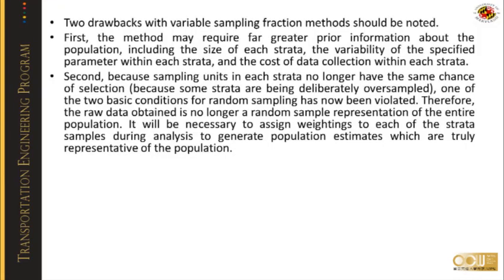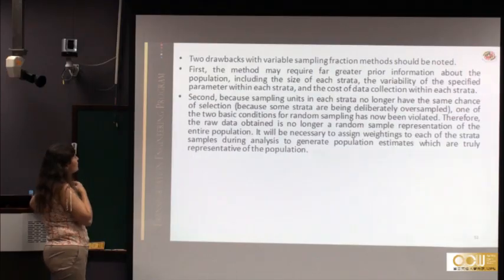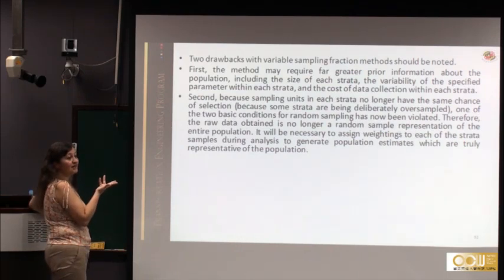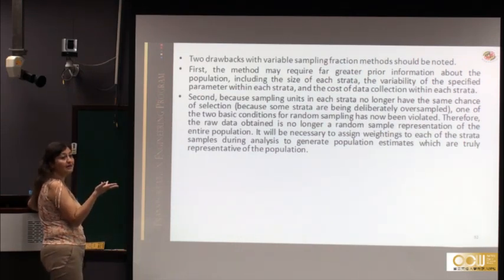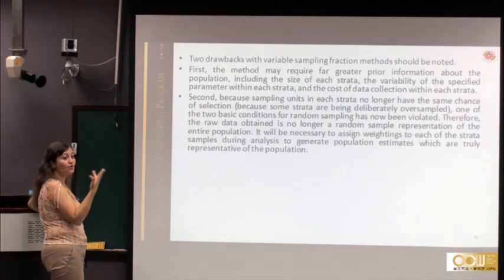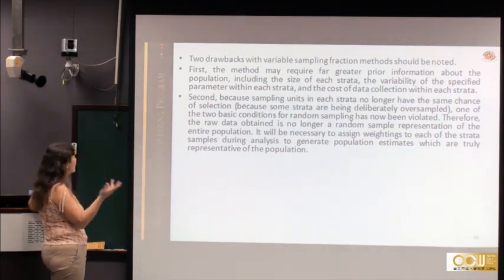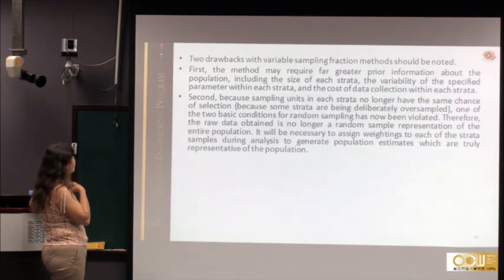So two drawbacks with the sampling fraction method. First, you need to have prior information about the population. So you need to know the size of each stratum, right? So if you want to sample by income, you need to have information about income, and you need to know how many people are in low income, how many people are in medium income, how many people are in high income. And so you need to have all this prior information.